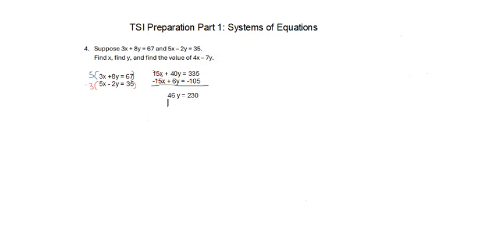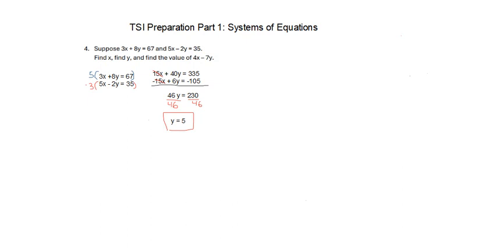From here, we can divide both sides by 46. So in the end, that means y is equal to 5. And that's our first answer. Circle that. All right. Now that we know what y is, we can find what x is.